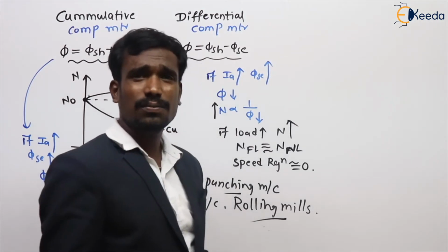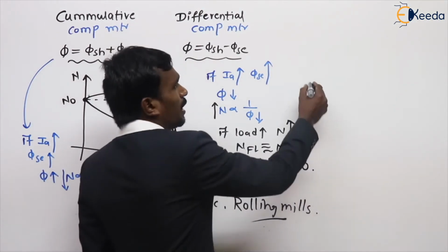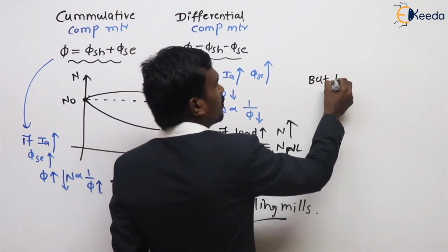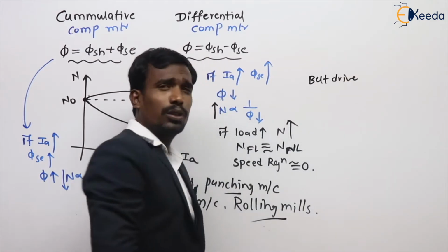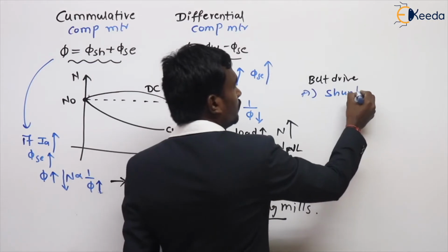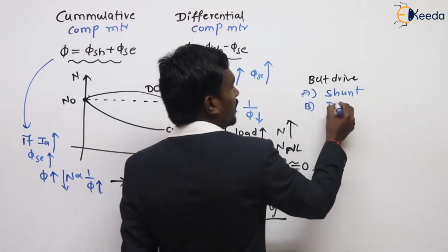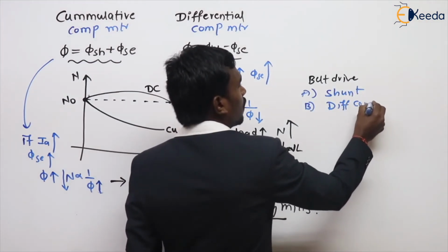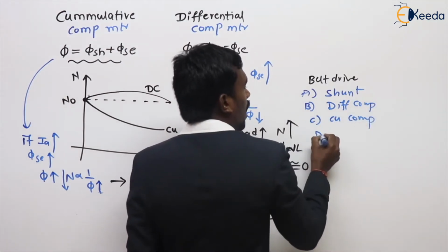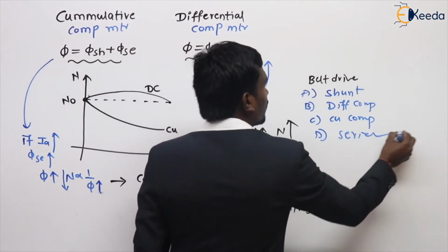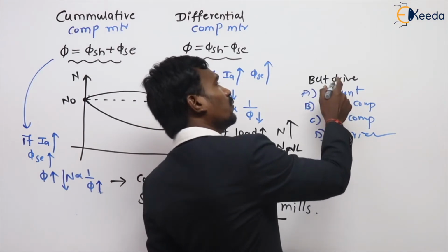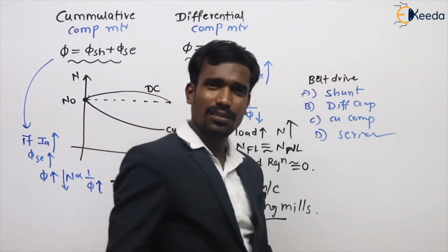After all this, they asked the question: which of the following motors will not be used for belt drive? Option A, shunt. Option B, differential compound. Option C, cumulative compound. Option D, series motor. Then tell me which of the following is the correct answer. Which of the following is not used for belt drives?